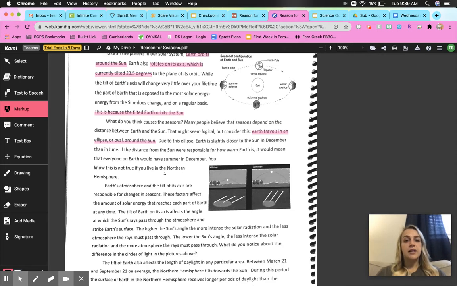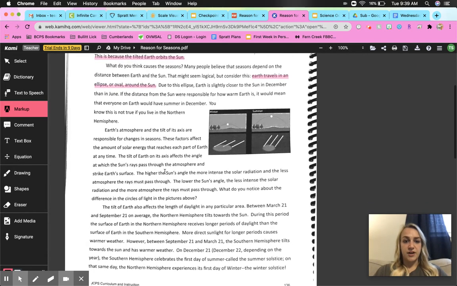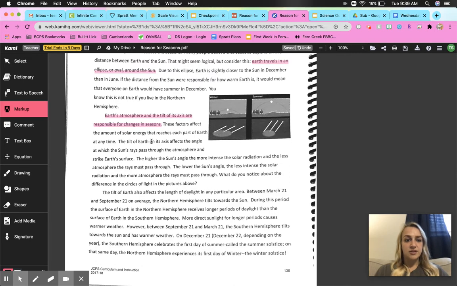So right there, they're explaining that there is this misconception, this idea that the distance between Earth and the sun causes seasons, but that's not really the case. Earth's atmosphere and the tilt of its axis are responsible for changes in seasons. There is a big piece of information. These factors affect the amount of solar energy that reaches each part of the Earth at any time.